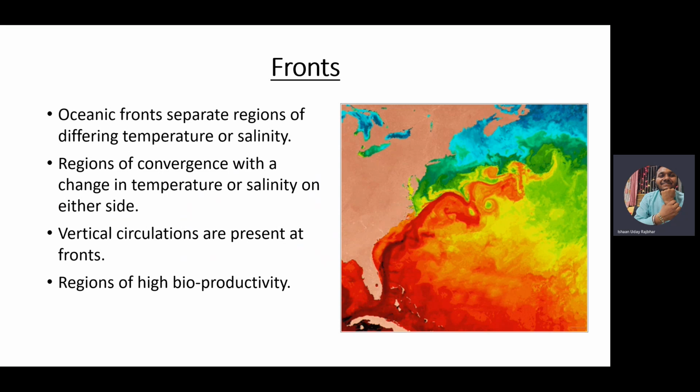These regions are usually regions of convergence, that is, the water will meet at this end. These regions are usually characterized by vertical circulations, and because of these vertical circulations, these regions are of high bioproductivity.